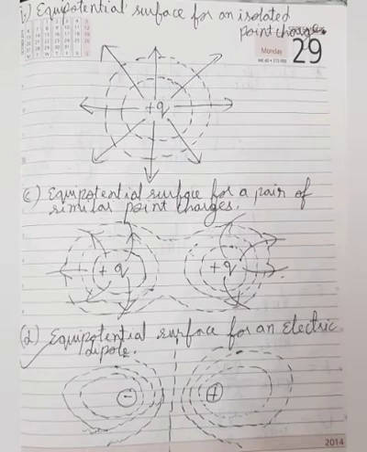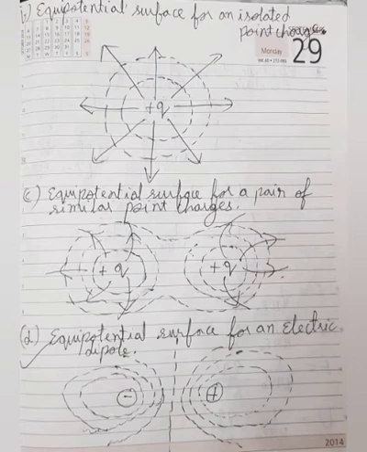Third is equipotential surface for a pair of similar point charges. You can see in the diagram itself I have drawn two similar positive charges and the surfaces around the two charges, and the electric field lines, again because these are positive charges, would go outwards.